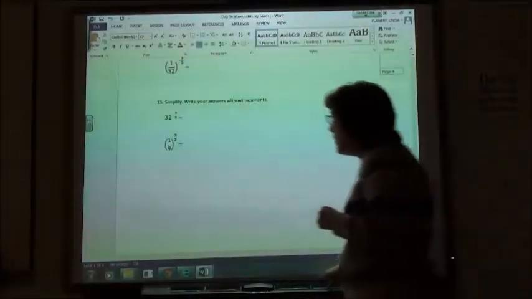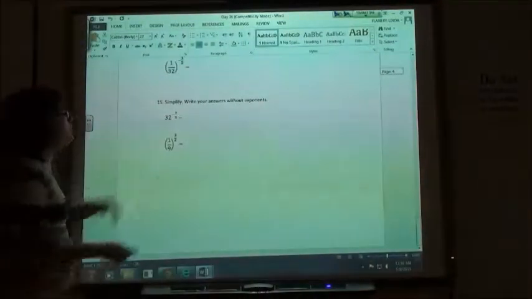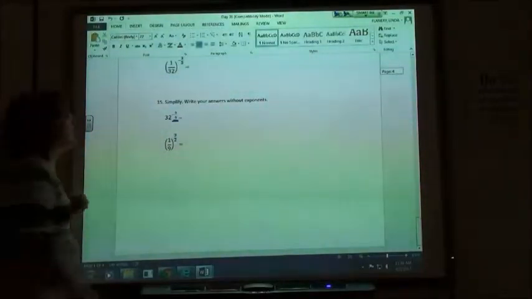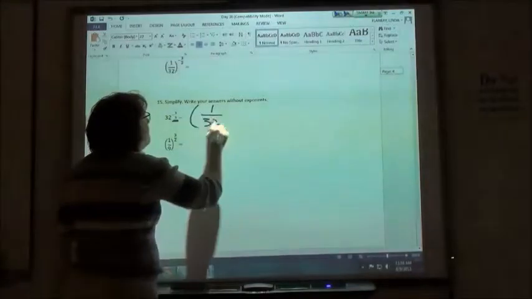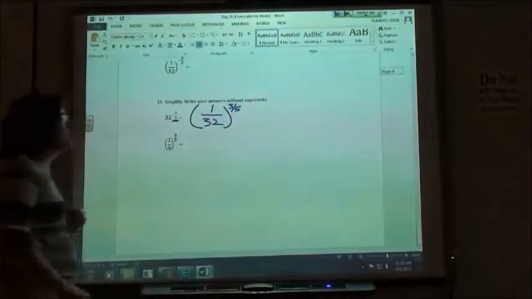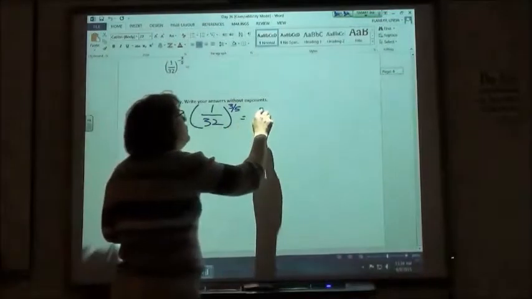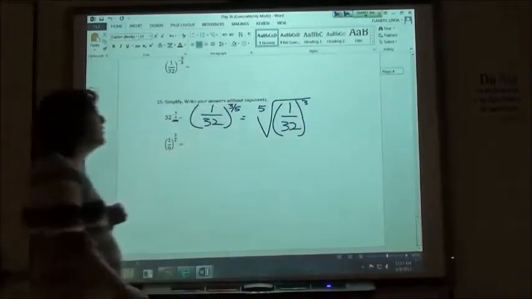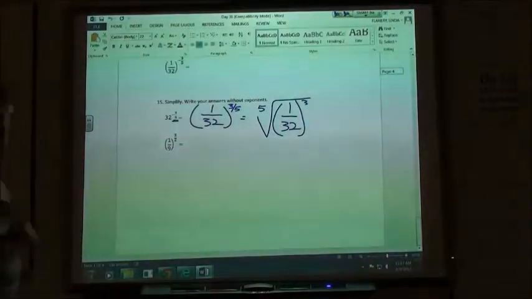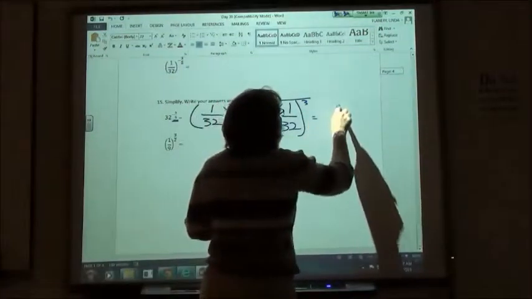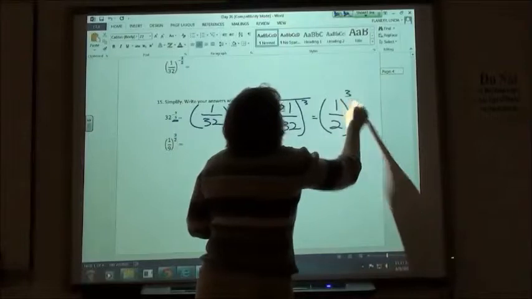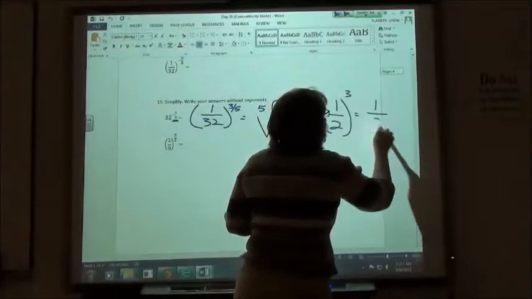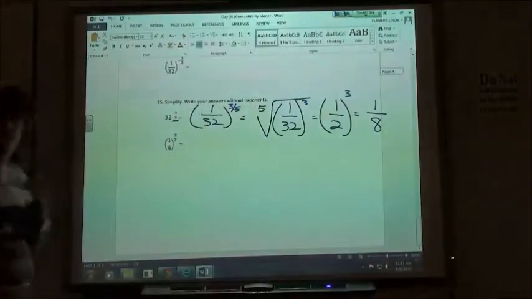Number 15 is the last one on here. Again, if we look at that, the first one has a negative exponent. Since my exponent is negative, I've got to do the reciprocal. 1 over 32 to the 3/5 power then. I'm then going to do the 5th root of 1 over 32 and cube my answer. The 5th root of 32, hopefully you know by now, is 2. So the 5th root of 1 over 32 is 1/2. 1/2 cubed. 1 cubed is 1. 2 cubed is 8. 2 times 2 is 4. 4 times 2 is 8.